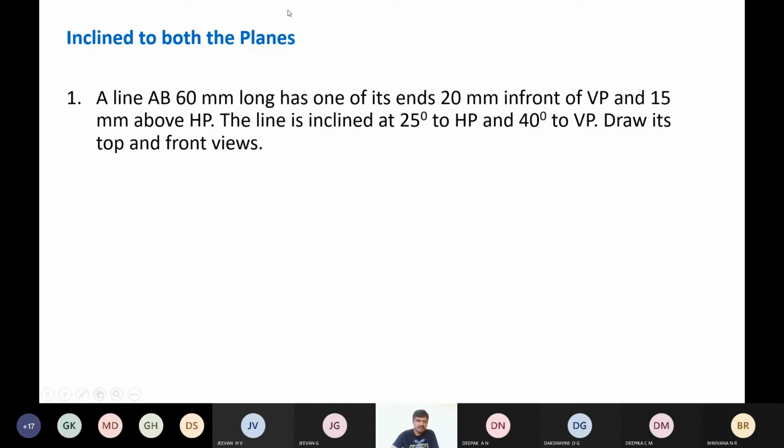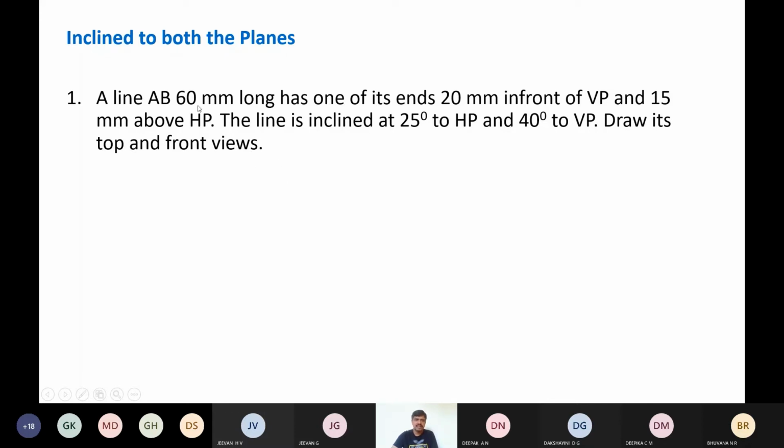A line AB 60 mm long has one of its ends 20 mm in front of VP and 15 mm above HP. The line is inclined at 25 degrees to HP and 40 degrees to VP. Draw its top and front views. This is the given problem. In a problem related to a line inclined to both the planes, after reading the problem, you should note down the given data, so you must be able to understand what is given and what you need to find.